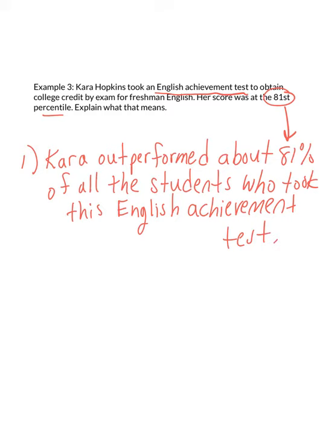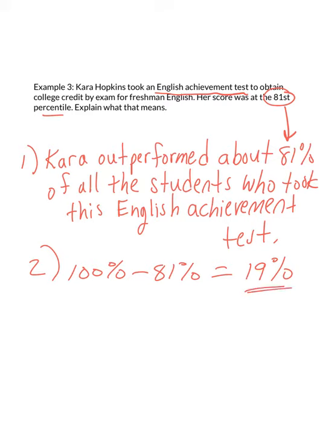If Kara did better than 81% of all the students who took that same exact test, that also implies that if I subtract from 100%, 100% minus her percentile, the 81st percentile, 100 minus 81 is 19%. So if Kara did better than 81% of the students who took the test, that also implies that 19% of all the students who took that test did better than Kara.